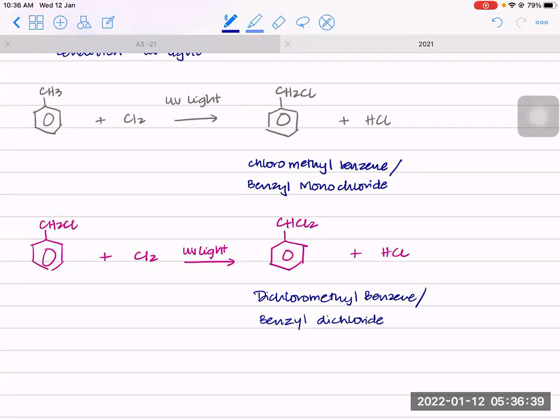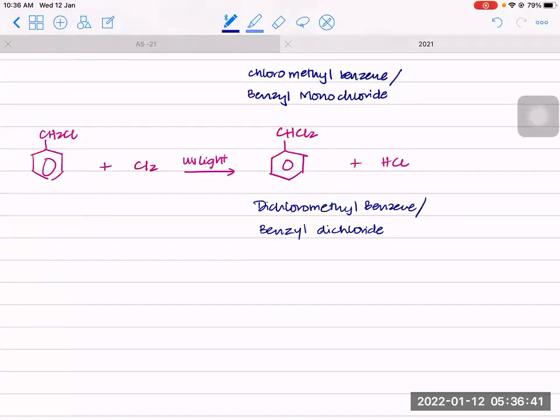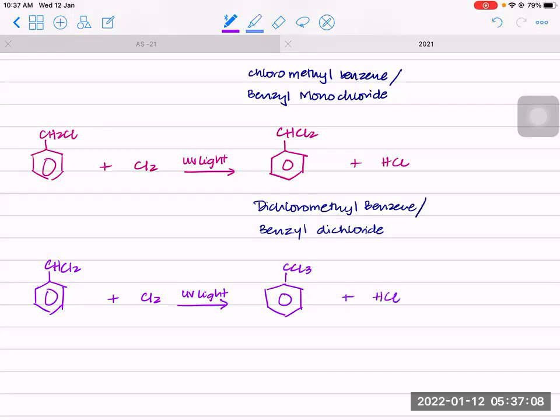Clear? Then you have one more hydrogen left. So you can remove that as well. Let's see. So you have CHCl2 plus Cl2 in the presence of UV light. And this will give you what? This would give you CCl3 plus HCl.